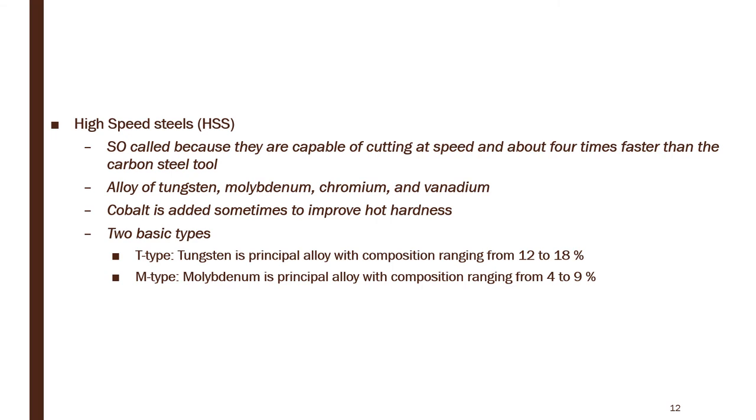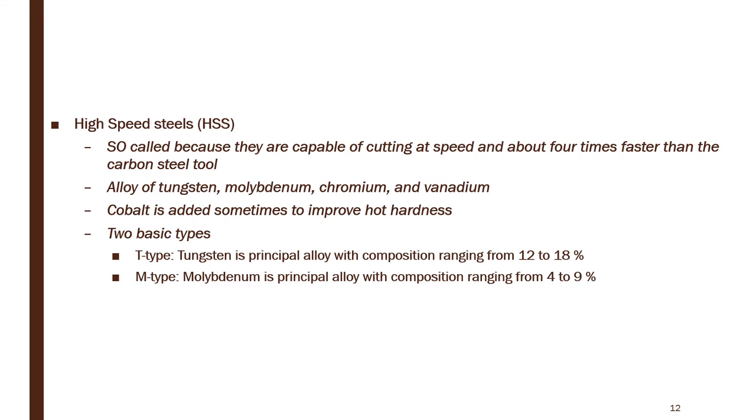The composition is a combination of tungsten, molybdenum, chromium, and vanadium. They vary in different proportions. Cobalt is sometimes added to improve the hardness, or the hot hardness, of the HSS. There are two basic types of high speed steels: one is the T type, and the other is the M type.